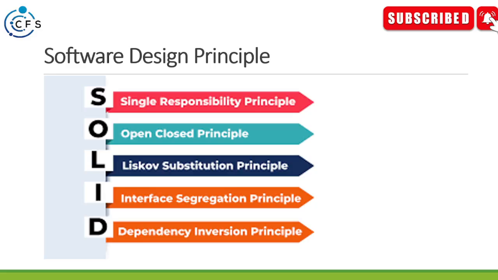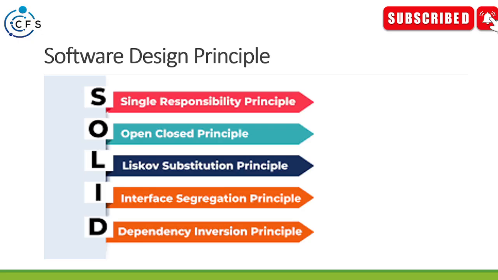SOLID is a word of five letters. First one is S, that represents single responsibility principle. O, open closed principle. L, Liskov substitution principle. I, interface segregation principle, and D, dependency inversion principle. All five principles together make up the SOLID principles. Now one by one we will see each principle.